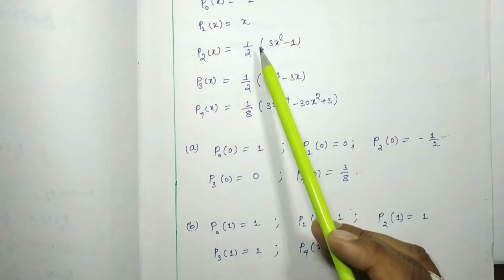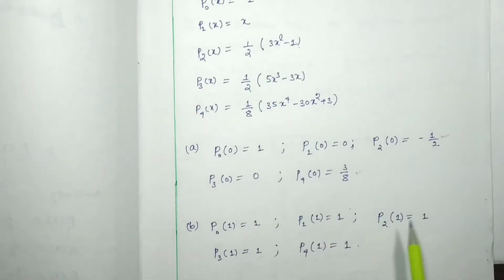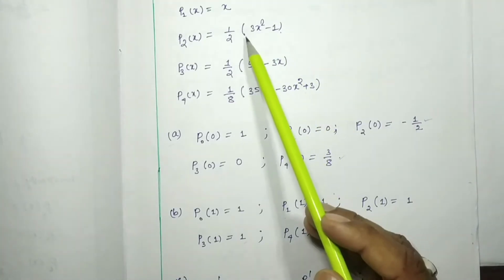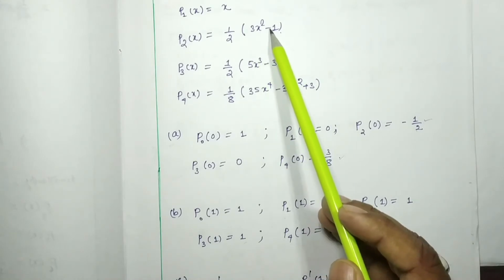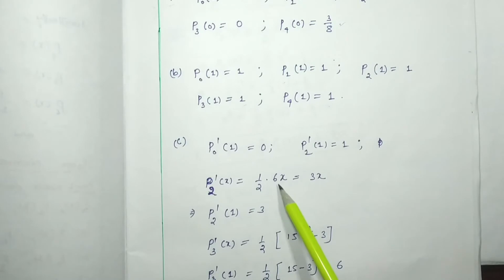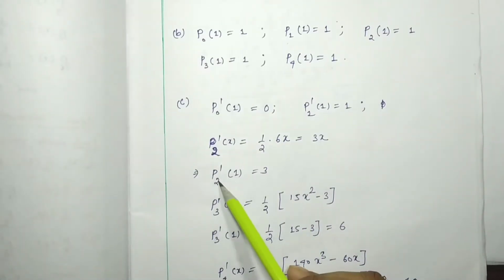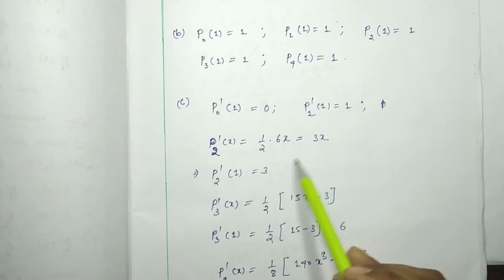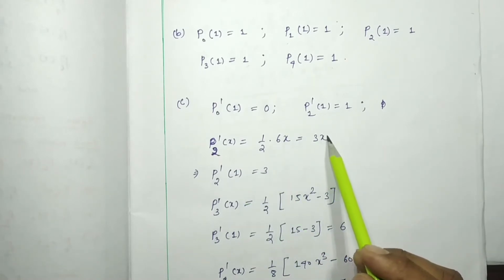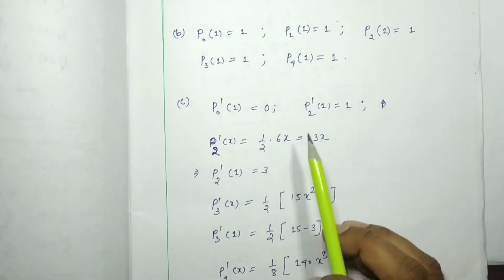Next P2 dash x. P2x is how much? 1 by 2 into 3x square minus 1. First derivative means, see, this will be 6x and 0. 1 by 2 is there. So 1 by 2 into 6x, that means 3x. Now we have to put P2 dash 1: instead of x, if we put 1, then the answer will be 3.